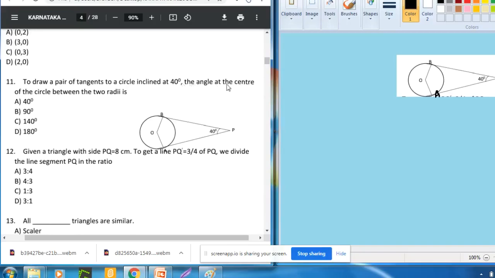The angle at the center of the circle between the two radii is 40 degrees. So we have to find angle BOA, the angle O in this problem. I have taken the picture on the right side of the screen. To find the answer, we have to use the angle sum property of a quadrilateral. We all know that the sum of 4 angles in a quadrilateral is equal to 360 degrees.